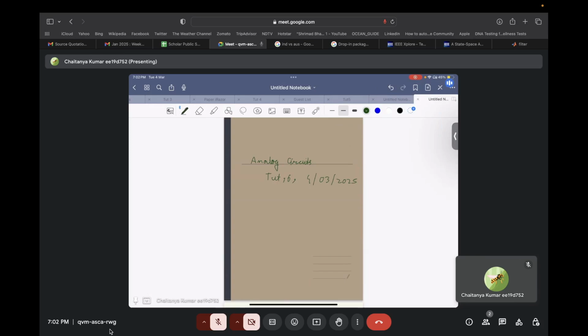In today's tutorial, we will cover some aspects of filter design. So let's start.